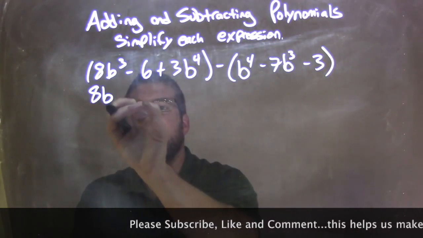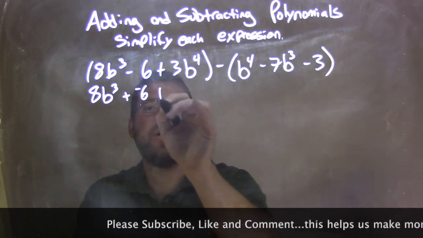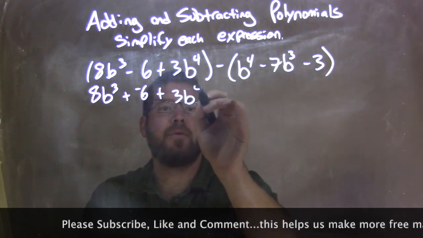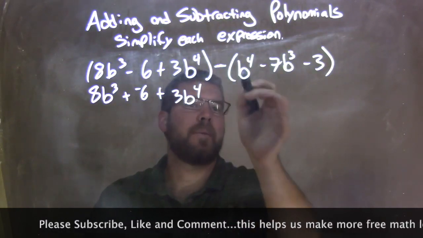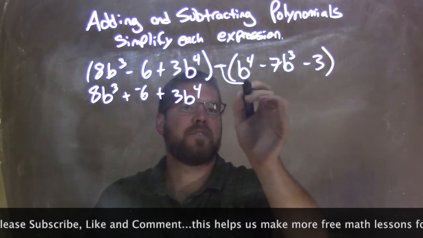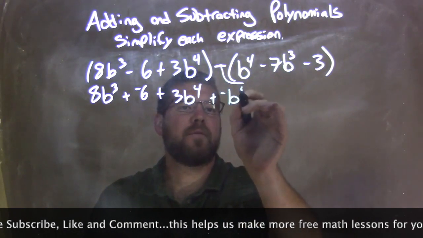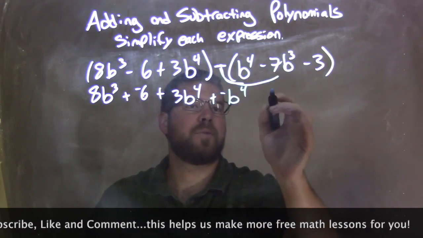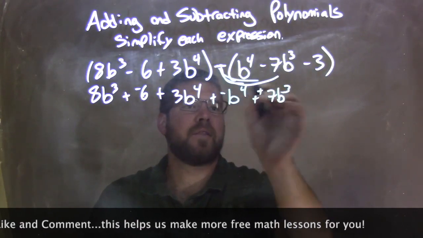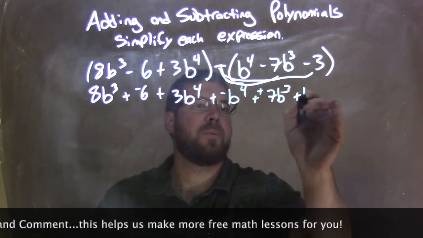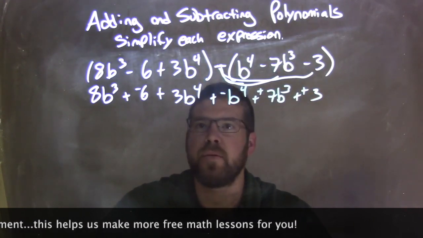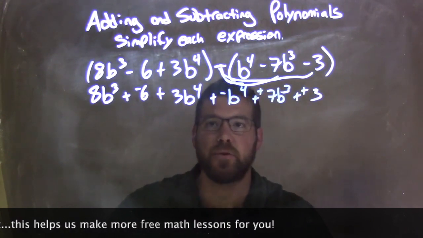So we have 8b to the third plus a negative 6 plus 3b to the fourth, and then the subtraction I'm going to distribute as part of that. So distribute the subtraction of b to the fourth is now plus a negative b to the fourth. Again, distribute to the next one here. Two negatives make it plus a positive 7b to the third, and lastly, bring it up here, plus a positive 3. So now I'm going to rewrite this to have all my like terms together in my highest degrees first.